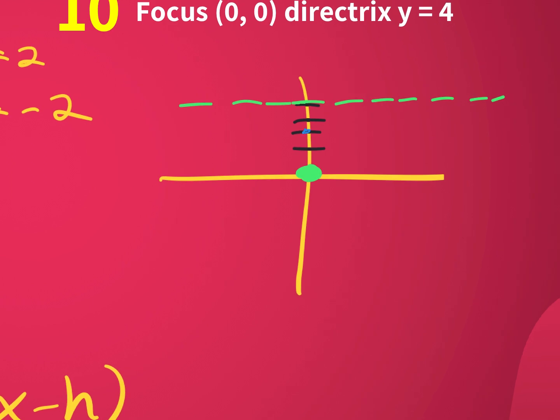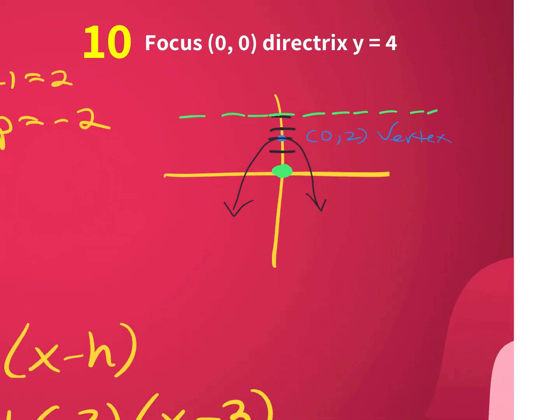The middle is this ordered pair right here, and it's going to be the ordered pair 0, 2. And this is my vertex. It's always the midpoint between the directrix and the focus. So my parabola is opening downward. It surrounds the focus. So now I can see that my p-value is going to be 2 spaces away, but it's opening down, so it's a -2.